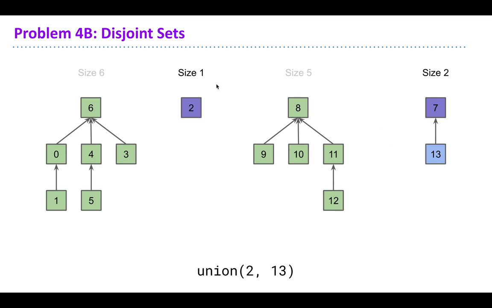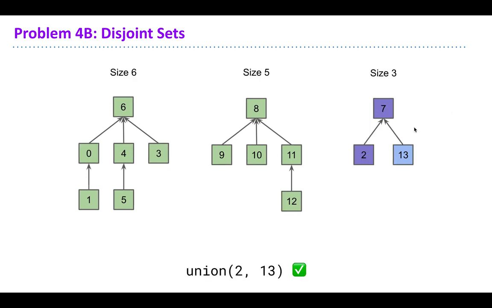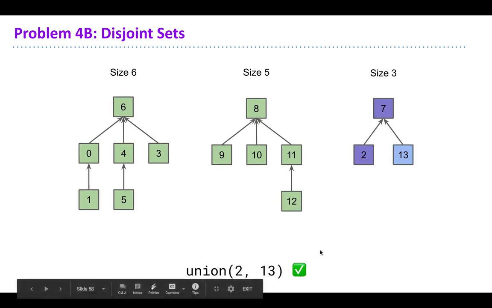We're going to connect the representatives to each other. Should I connect the 7 to the 2 or the 2 to the 7? The answer is that I should connect the 2 to the 7 because the 2 is the smaller sized set. Remember that optimization 1 says that you connect the smaller size to the larger size. So this is what we do. Connect it like that. Then this is our state, and we're done with the union. And we leave it like this.